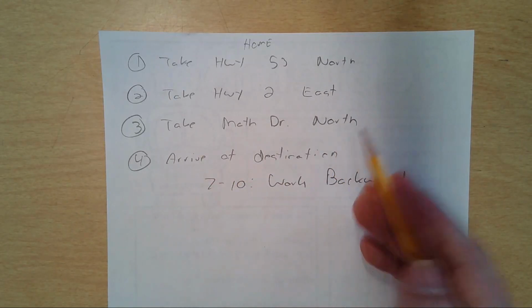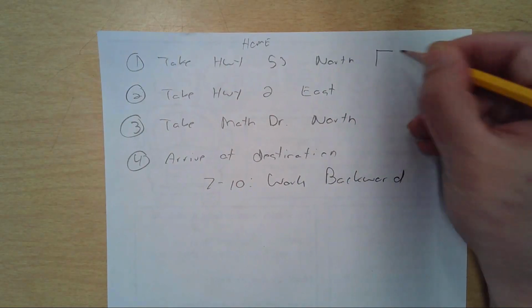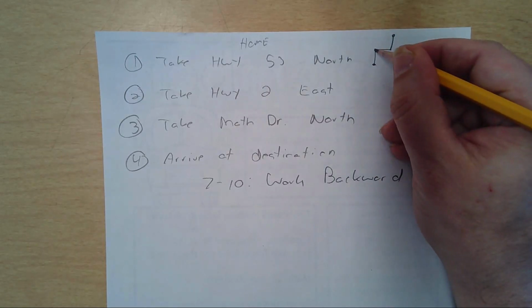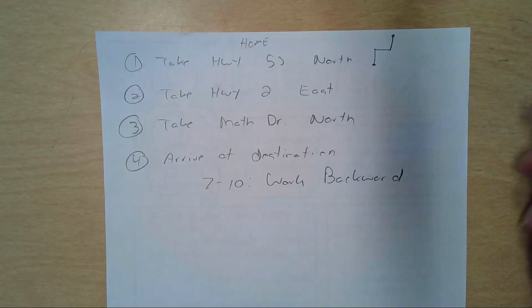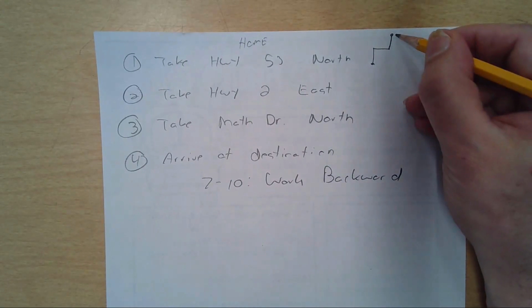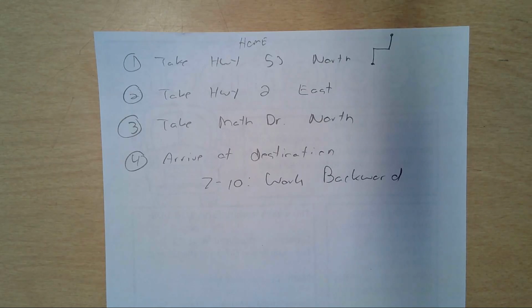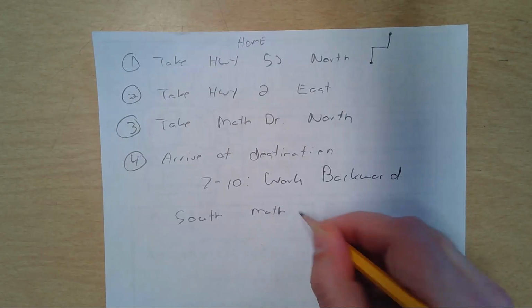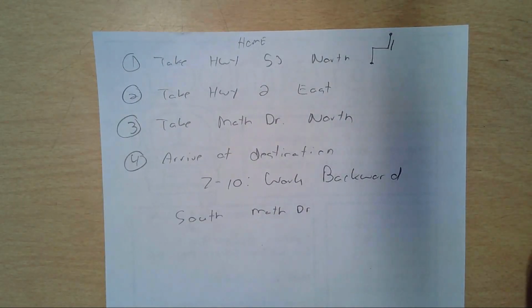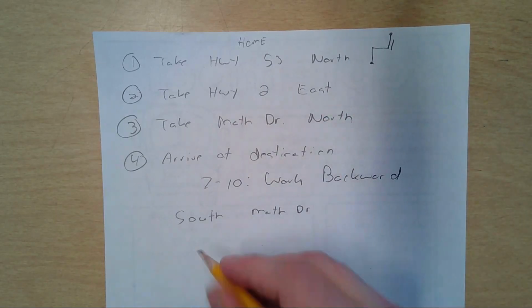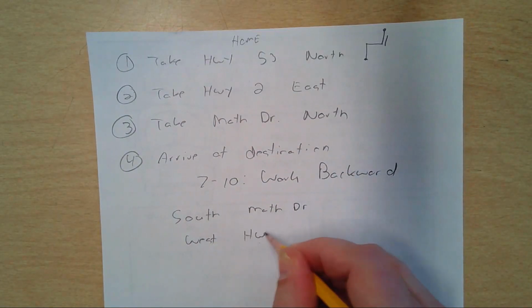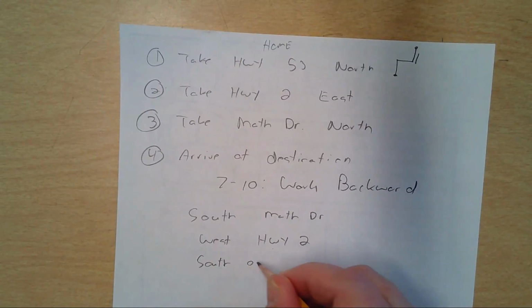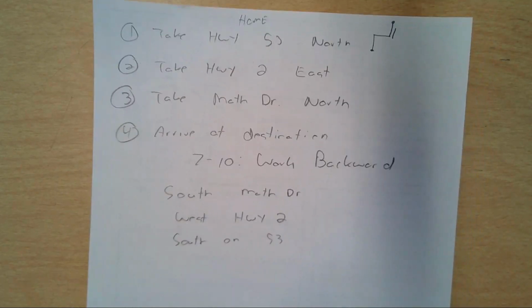I went north to get up there. I go north, then I went east, then I went north. Here I am. Here's where I started, right? North on 53, east on 2, north on Math Drive, there I am. So now I want to get back home. Here I am. What do I got to do first? Go south on Math Drive. Right? So now I've gone south. Now what do I got to do? Go west on Highway 2. And then finally, go south on 53 to get back home.